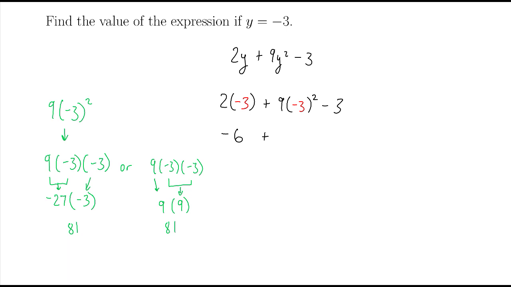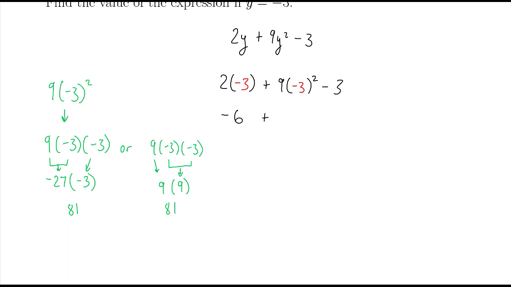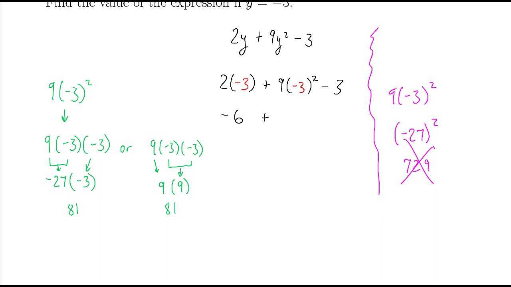But what's not okay? Let's talk about what's not okay. So 9 times negative 3 squared is not going to be, let me write this on this other side here, 9 times negative 3, which is negative 27 squared. Okay, that is not going to be the same thing as 9 times negative 3 times negative 3, right? 27 squared is, what, 729? That is clearly not equal to 81, right? So we don't do this, right?